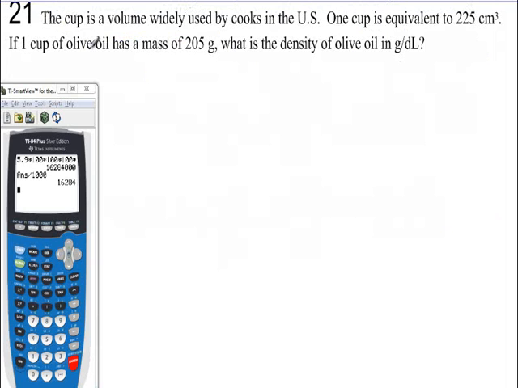Alright, 21. A cup of olive oil. A cup is a volume widely used by cooks in the U.S. 1 cup is equivalent to 225 centimeters cubed. If 1 cup of olive oil has a mass of 205 grams, what is the density of olive oil in grams per deciliter cubed? Okay, so I'm trying to find density, okay, and I know volume, okay, and I know I need to start with 1 cup, right? So let's take a look.